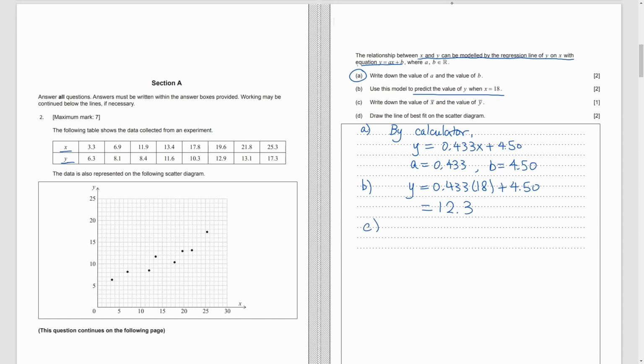Part C. We need to find the mean values of x and y. Again, calculator work. Part D. We need to draw a line of best fit. Remember, the line must pass through the mean point (15, 11).